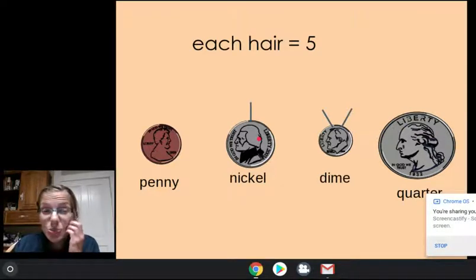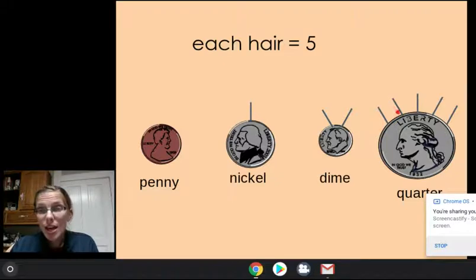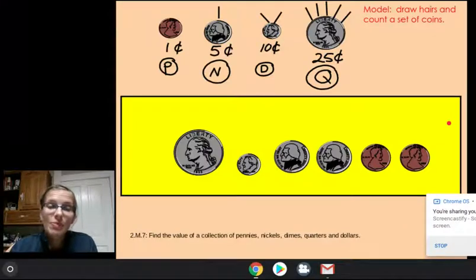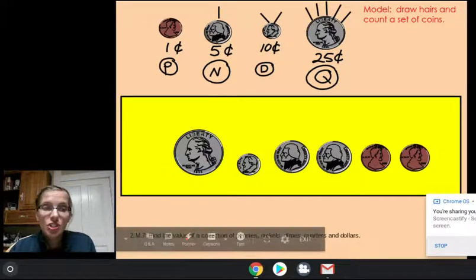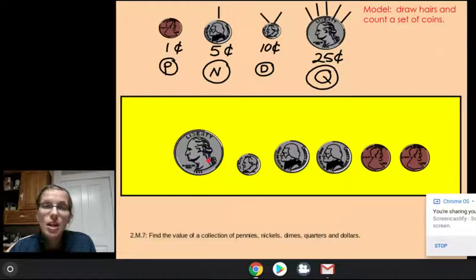And then a quarter is worth 25 cents. So it's going to get 5 hairs. 5, 10, 15, 20, 25. And then those hairs are going to help us count the coins to get the correct amount. Okay, so looking at my screen, I have a big coin. That's a quarter. And remember, a quarter gets 5 hairs because it's worth 25 cents. I'm going to go ahead and draw those hairs on top of my quarter.